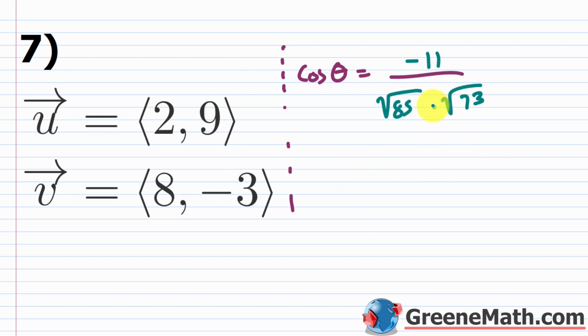Now, again, you could punch this in your calculator like this, or you can multiply 85 times 73, and you would get 6,205. So this would be the square root of 6,205.